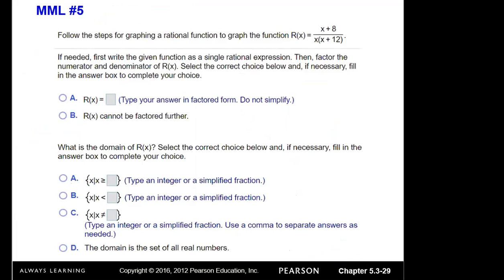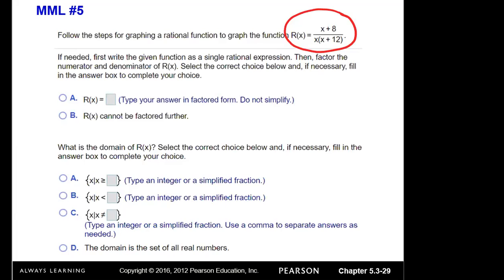Number 5. All right, this is the first one with 11 parts, and it will end with the right graph of this mess right here. What's that look like if you graph it? Okay. First things first, if needed, first write the given function as a single rational expression and then factor the numerator and the denominator. State the correct choice below.